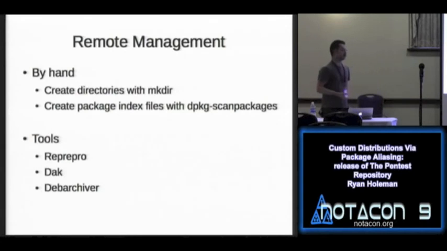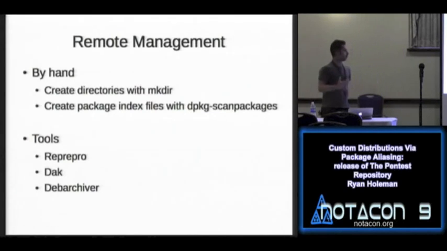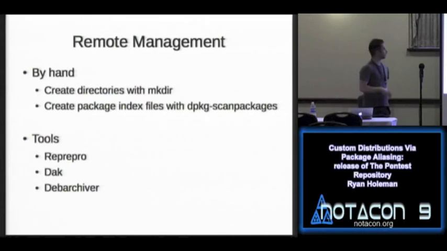reprepro is a great one. It's typically what I use for remote repositories. DAK is another one. Deb Archiver is another one. Through the rest of the talk, I'm mostly going to concentrate on debs, so I don't take twice as long in order to explain everything. As far as tools to help me automate RPM servers, I typically do those by hand. If anyone knows of a good RPM management system, talk to me afterwards. I'd like to hear about it.